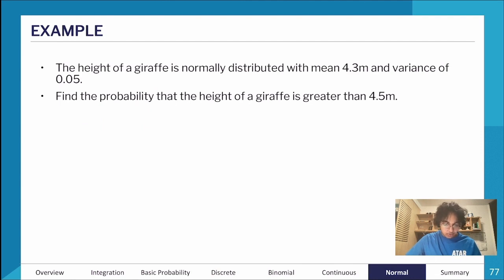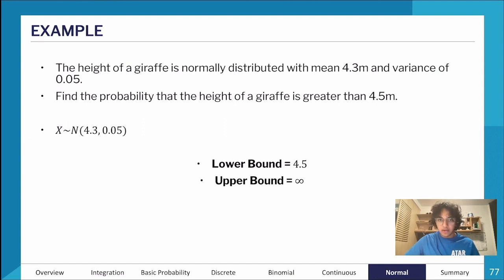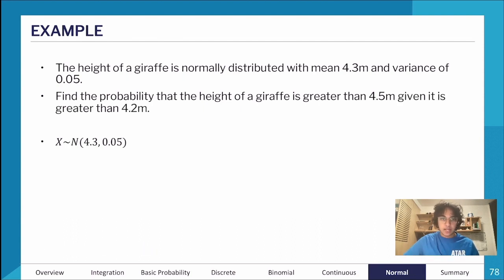All right, let's have a crack at this one here as well. The height of a giraffe is normally distributed with a mean of 4.3 meters and a variance of 0.05. Find the probability that the height is greater than 4.5. Again, I'd like to write out my variables. The lower bound is just 4.5, and the upper bound is infinity. So you can just enter that into your calculator and you get 0.186.